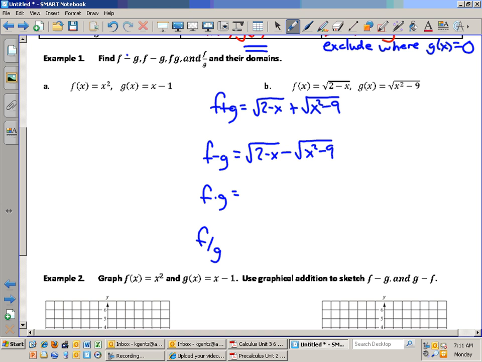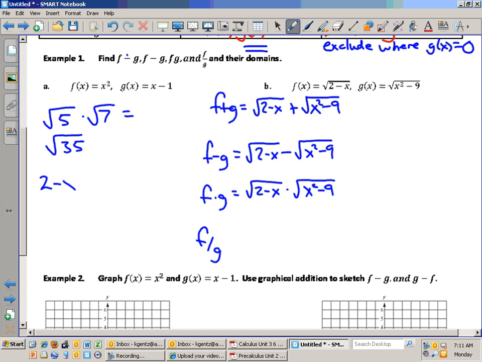f times g will be the square root of 2 minus x times the square root of x squared minus 9. Now we can multiply the insides together. Note that the square root of 5 times the square root of 7 is the same as the square root of 35. We just multiply them together. So on the inside, what we have to do is 2 minus x times x squared minus 9.